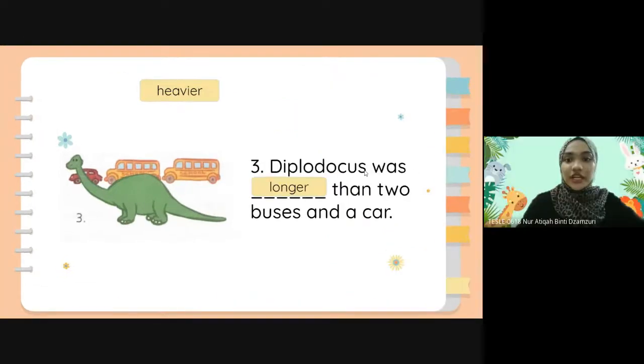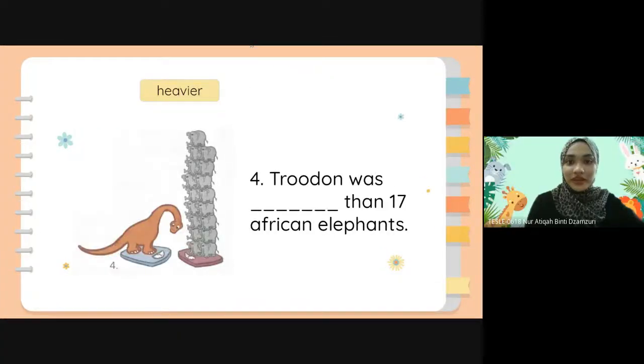Very good. Diplodocus was longer than two buses and a car. Diplodocus ni lagi panjang daripada dua bus and a car. Besar kan? It is really, really big. If we lived at that time, kita tak boleh hidup. Okay, last one. Who wants to try? Very easy lah this one.